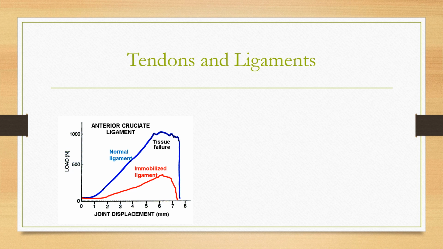The consequences of long-term immobilization of a joint to the strength of connective tissue structures like ligaments or tendons is very severe. What you see on the left is a diagram. The blue line is showing the stress-strain curve of a healthy ligament. The red line is a stress-strain curve of a ligament that has been on a joint that has been immobilized for 6 weeks.